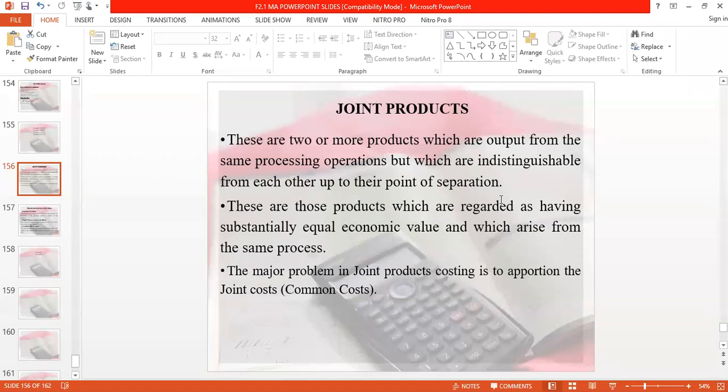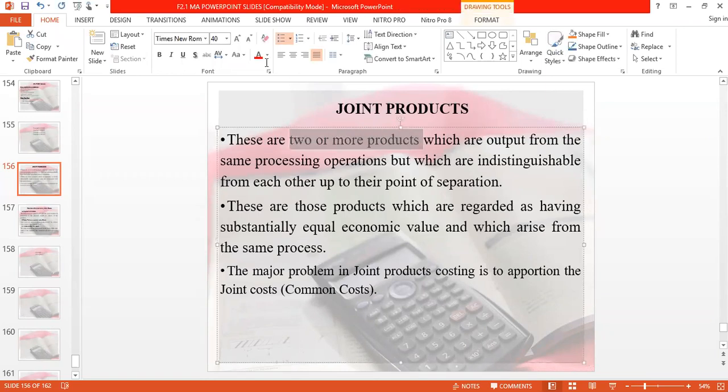So what are joint products? We had already explained it yesterday. Joint products are two or more products which are output from the same process, but you cannot separate them from each other up to what we call their point of separation. The key point is two or more products which are output from the same process.